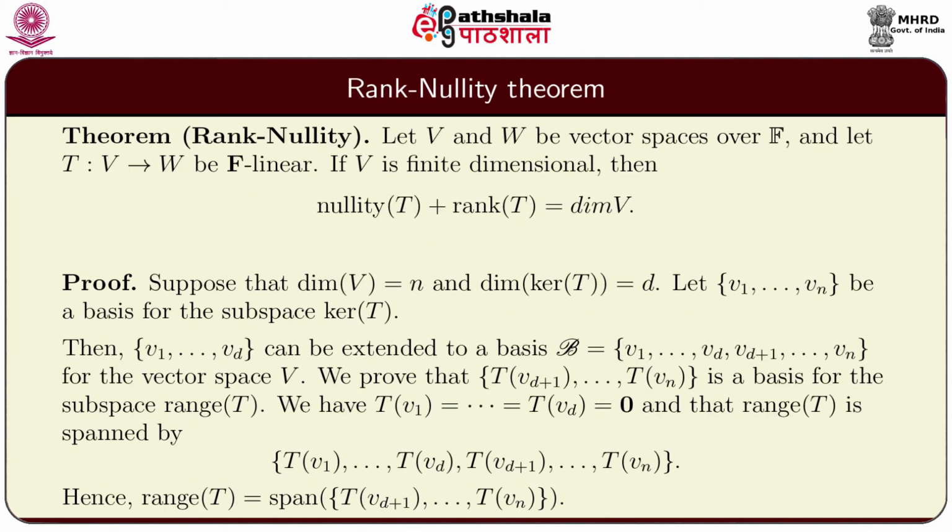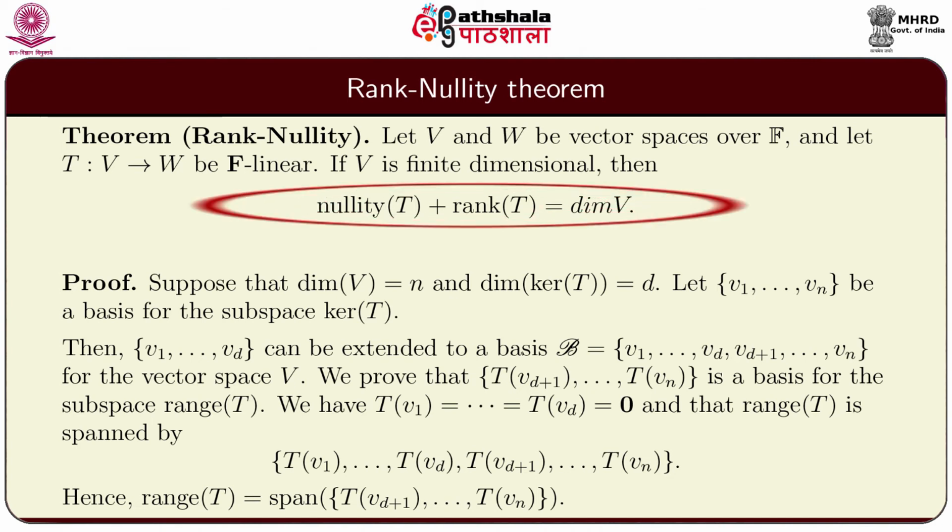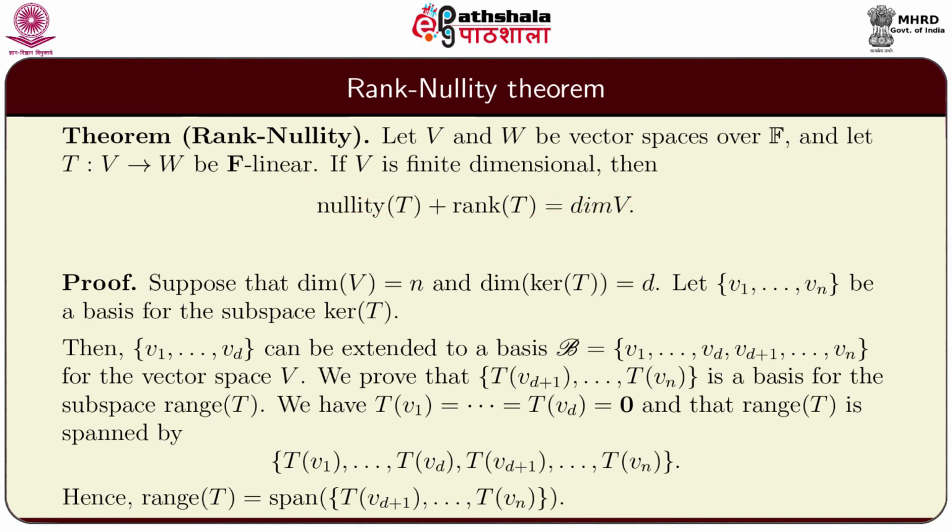Now we come to the rank-nullity theorem. Let V and W be vector spaces over F and let T from V to W be F-linear. If V is finite dimensional, then the nullity of T plus the rank of T is equal to the dimension of V. How to prove this statement?